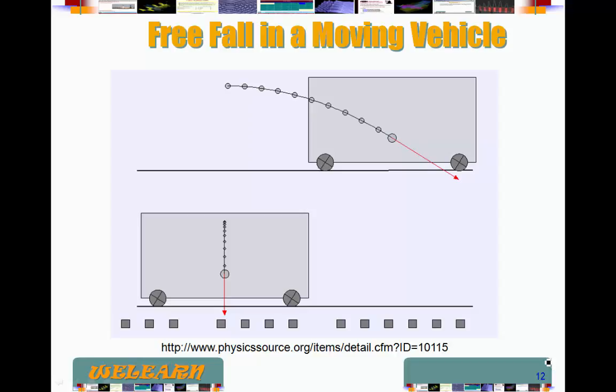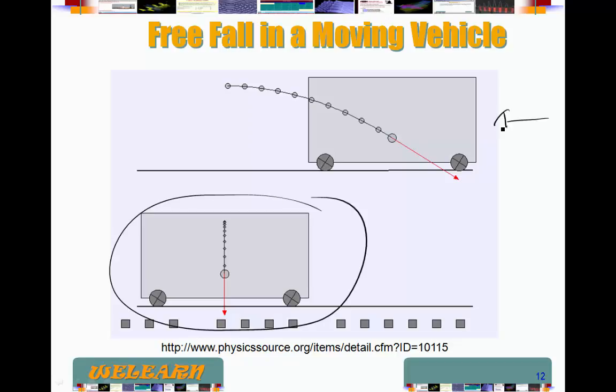Now let's look at this other example. I'll move to the simulation in a second, but this is what we are going to see in the simulation. We are essentially in a van, bus, whatever vehicle you can think of, and we have two views. The top view is the view relative to someone outside the van, and this is the view relative to the van.